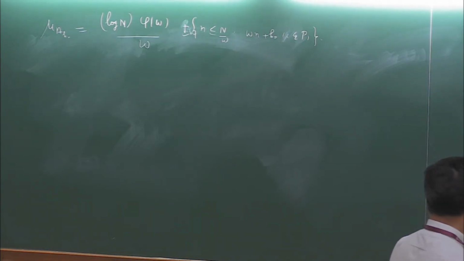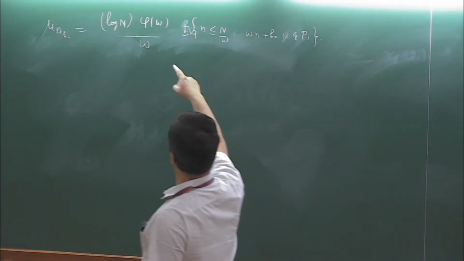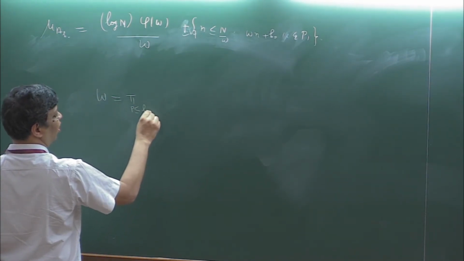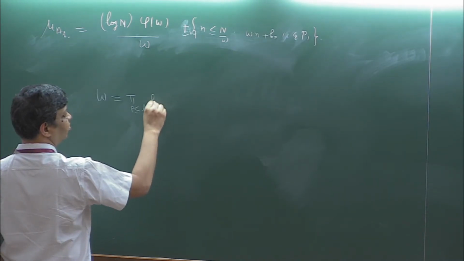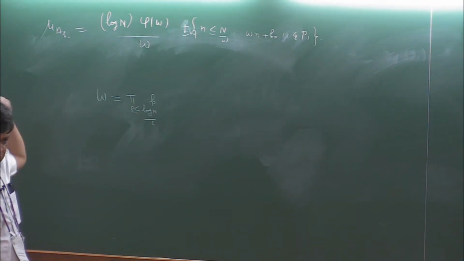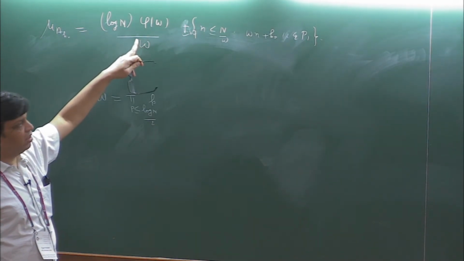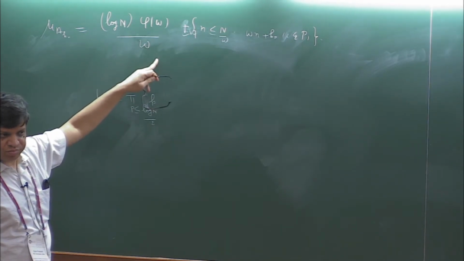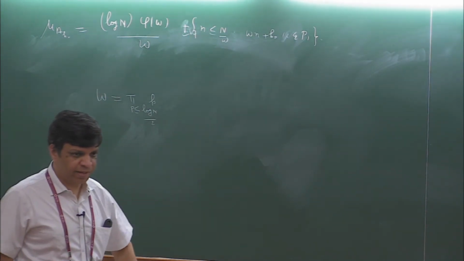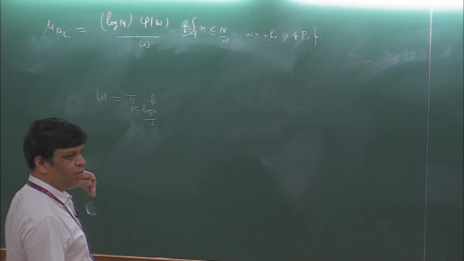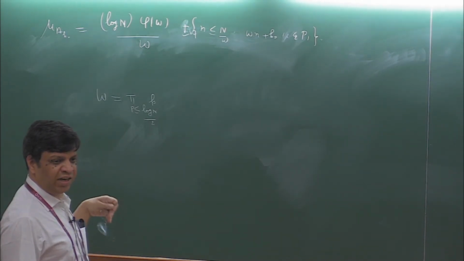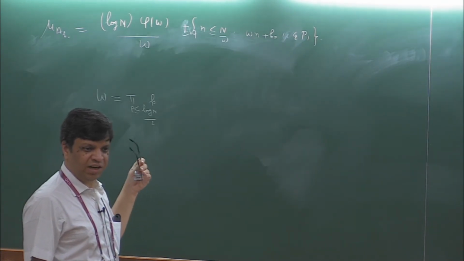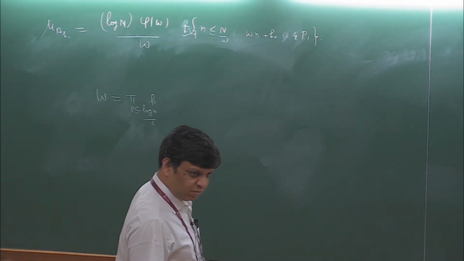Okay. This φ(W)/W I had written, so this W was this product over primes P less than or equal to log n by 2 of P, and this was written as φ(W)/W, here will be log n. But here it is slightly more convenient if you write it like this, because the factors will get cancelled off.